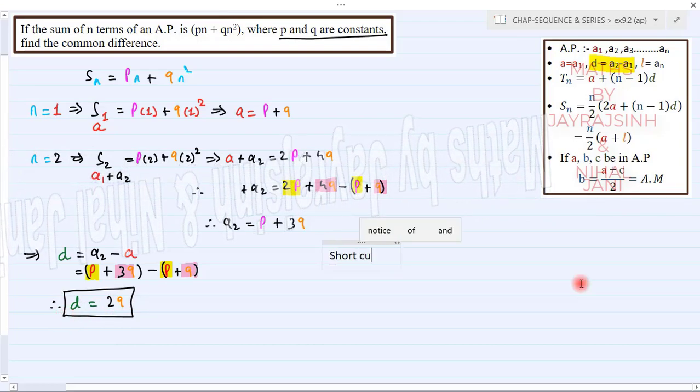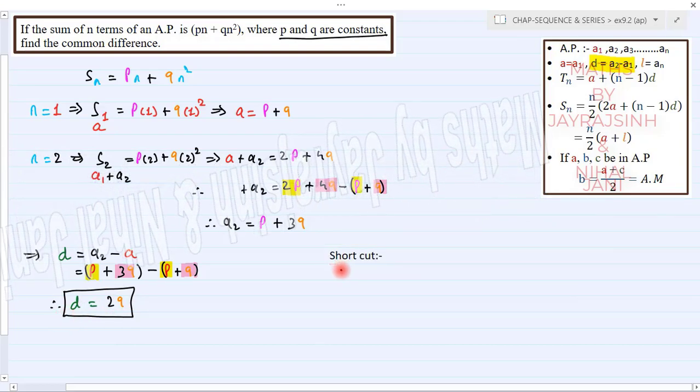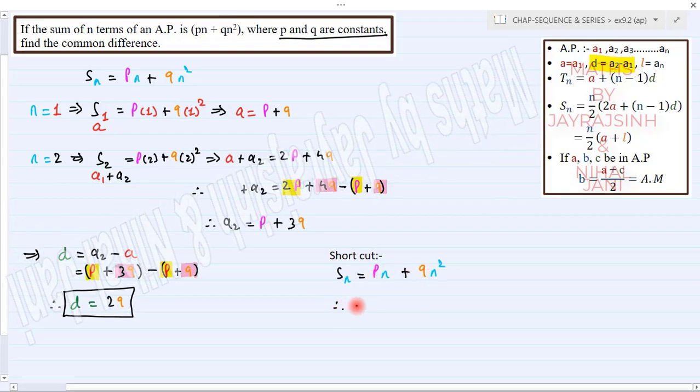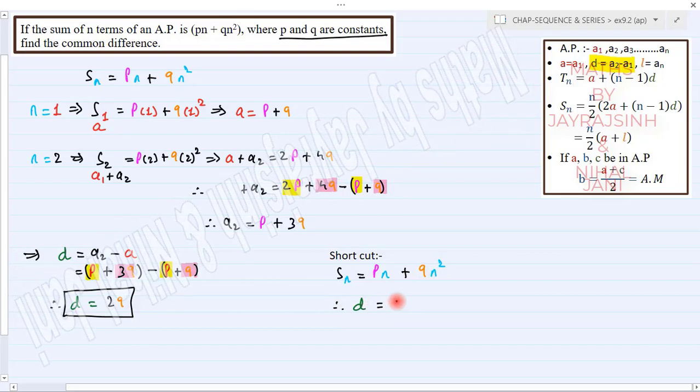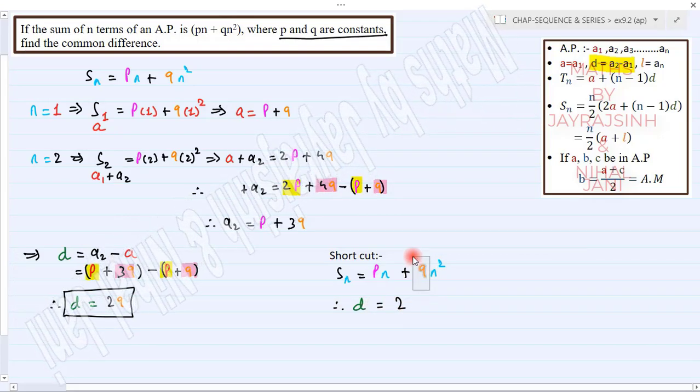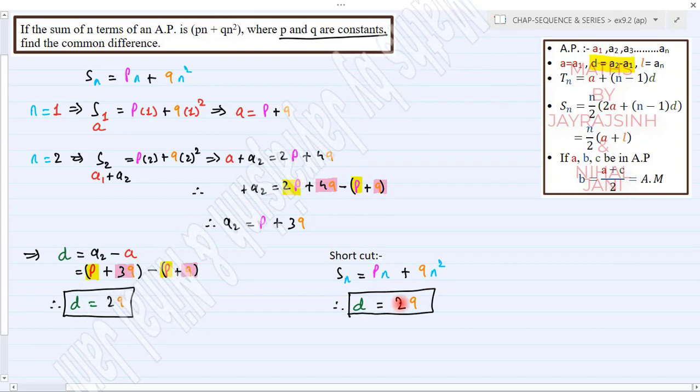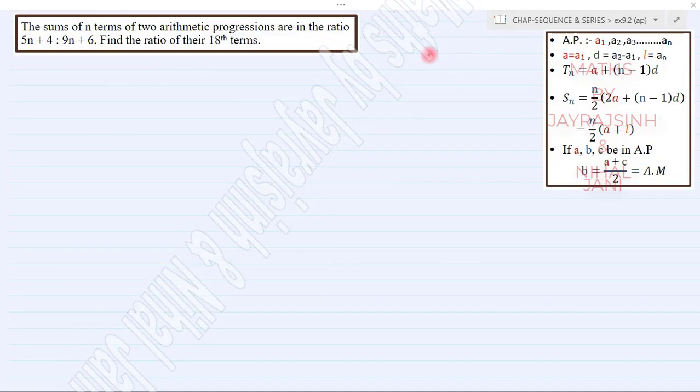Now it's time for the shortcut. You can obtain the common difference from the equation of summation of n terms by simply doubling the coefficient of n square, and you will get your answer. Ta-da!